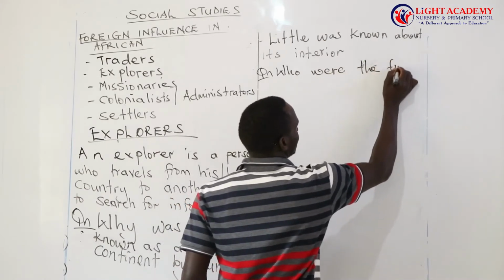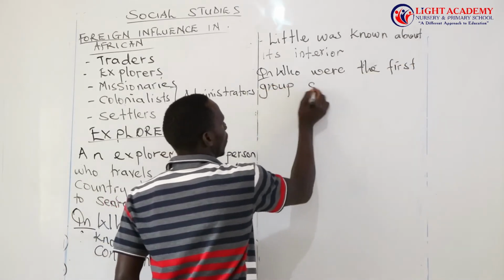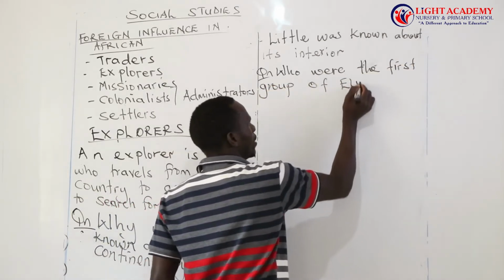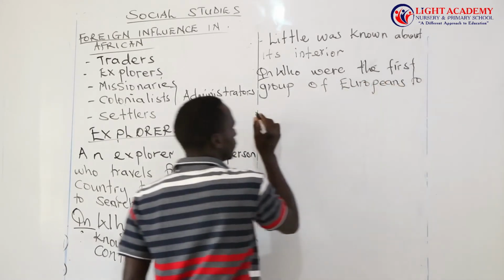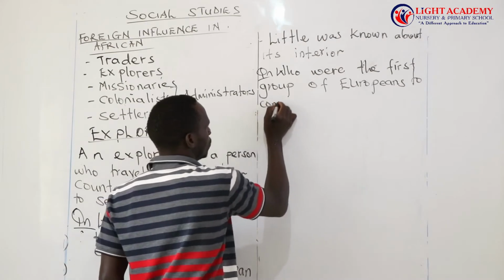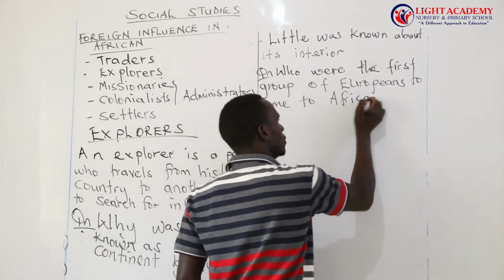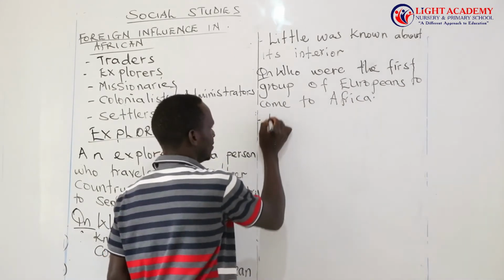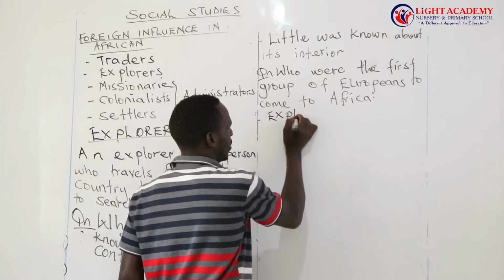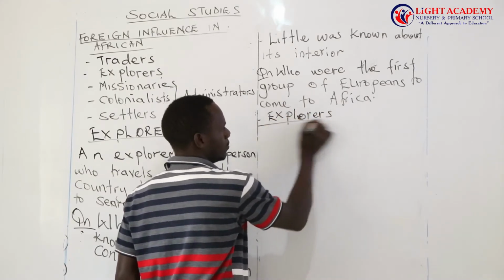There is also this question: who were the first group of Europeans to come to Africa? These ones were the explorers. As the answer, these were the explorers, mind the spellings.